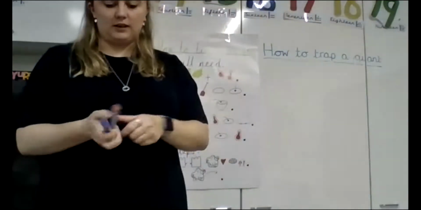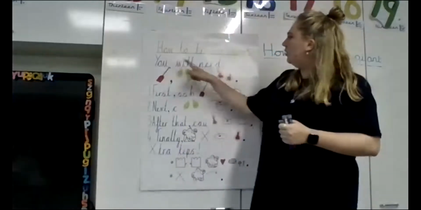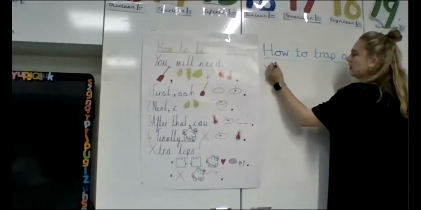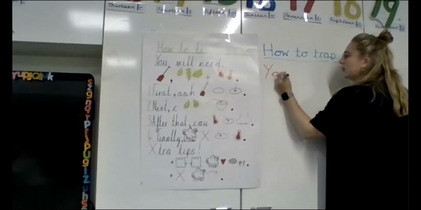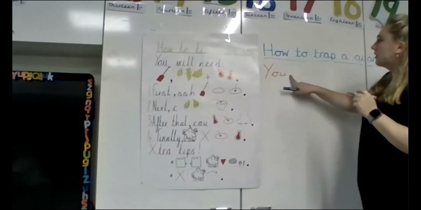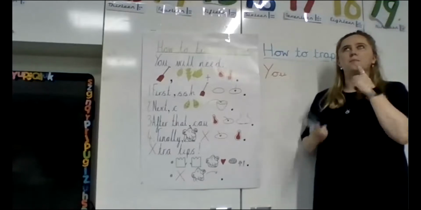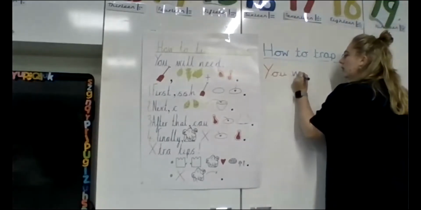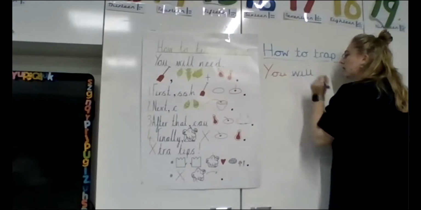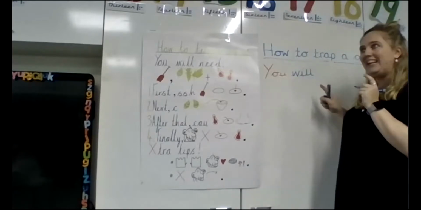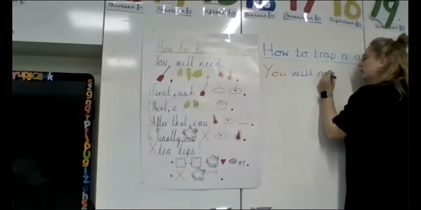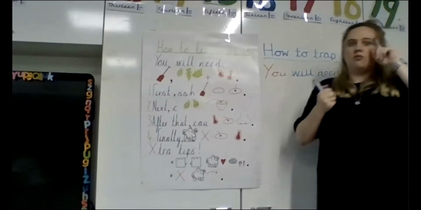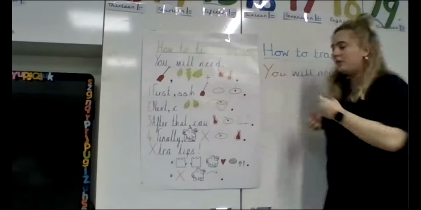Okay, how to trap a giant. What's the next line? You will need. Okay, "you" is a red word. So, capital letter, you. You, finger space, will. I know that one. You will need. Need. Remember your actions too to help you out. Colon.